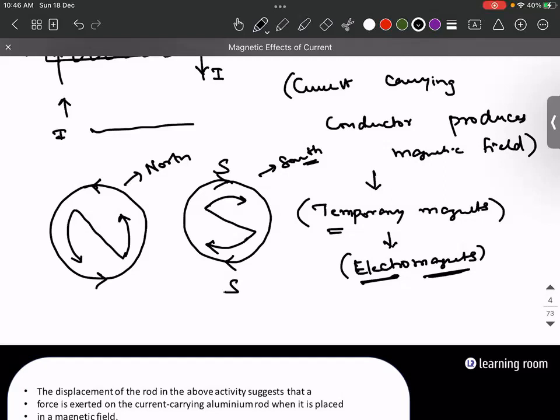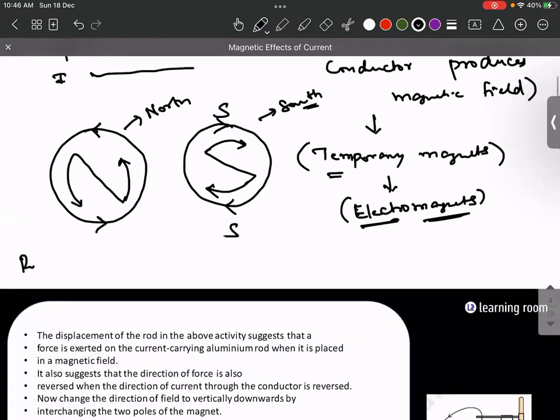What rule do you use? Right hand thumb rule. So what does right hand thumb rule state? The direction of the thumb finger represents the direction of current, and the direction of other fingers represents the direction of the magnetic field. Yes.